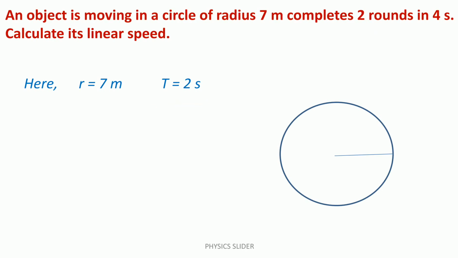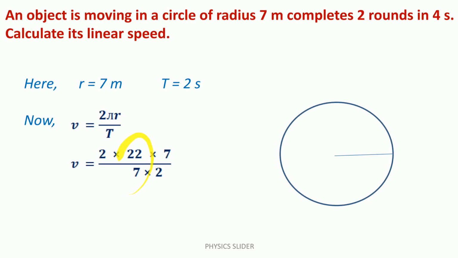Now to find out the linear speed, we will apply the formula v is equal to 2 pi r upon t and put the values. The value of pi we have placed as 22 upon 7. The value of r is 7 and the value of t is 2. This 2 is cancelled out by that 2. This 7 is cancelled out by that 7, and we get v is equal to 22 meter per second. This is the answer. Moving to the next numerical.